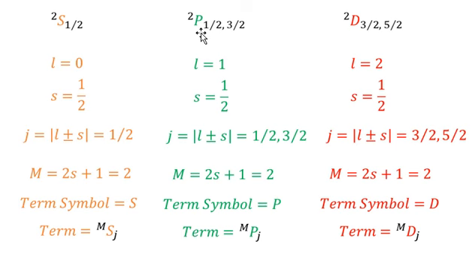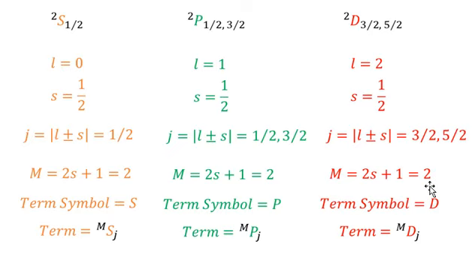Multiplicity is 2, and for P, the total quantum number of the atom has two values, 1/2 and 3/2. Similarly, for the D atoms, we have L equal to 2. The rest of the parameters are the same. You will have two values of J, 3/2 and 5/2.